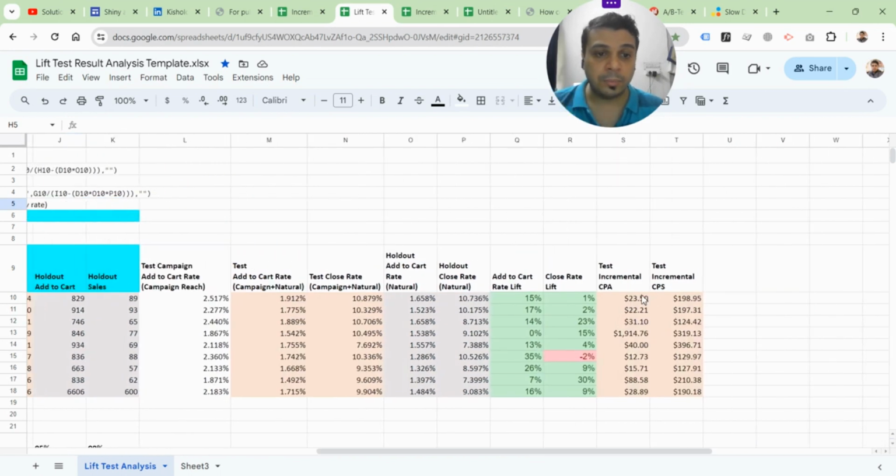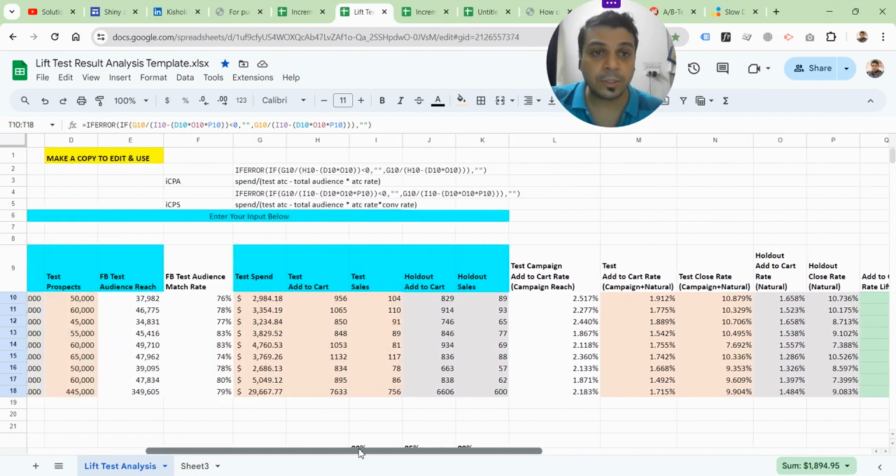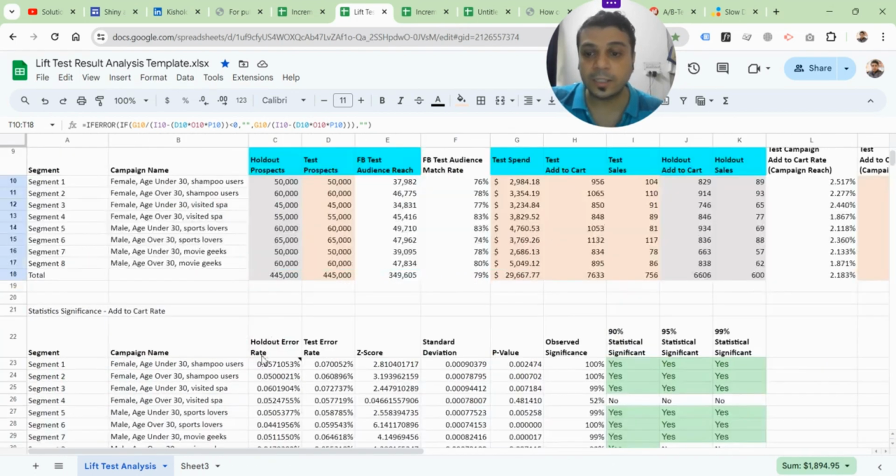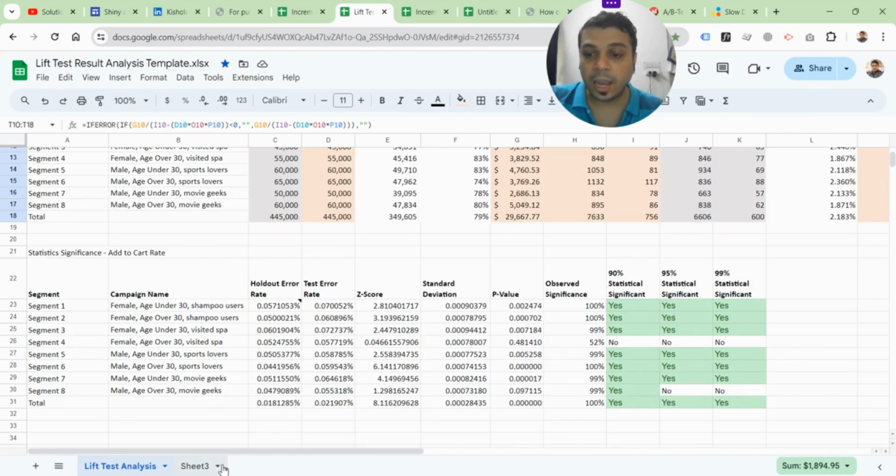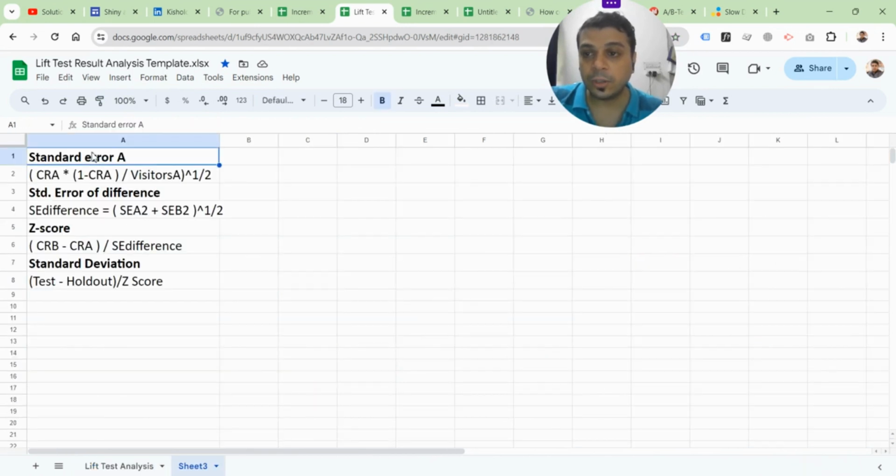So we have the base values now. This is what we are looking at. What is the incremental CPA and the incremental CPS? But have we established causality? For that, we have to do statistical significance testing. Okay, and we are going to use a few formulas for that. So we're going to use the formula of standard error. We're going to use the formula of standard error of difference.